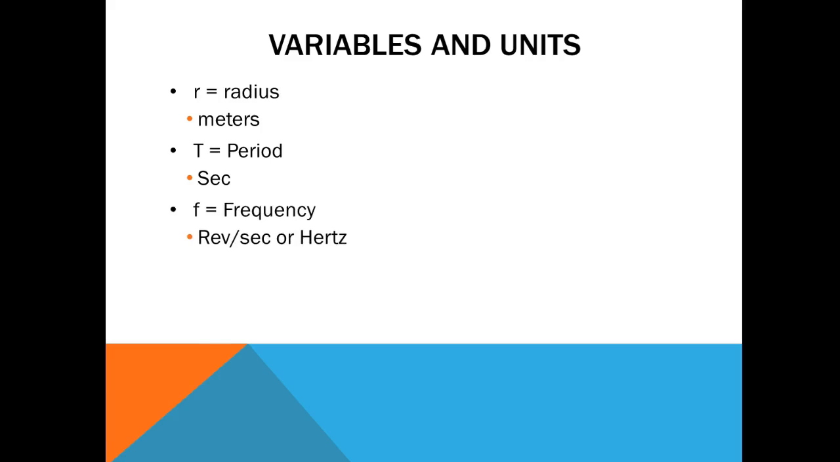F, or lowercase f, is frequency. This is revolutions per second. It's the reciprocal, or the inverse, of period. This is also called hertz. Revolutions per second is also called hertz. The velocity is going to be in meters per second, as usual. Mass, as always, is kilograms.